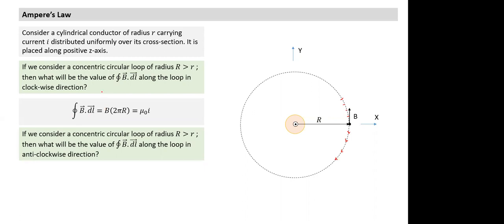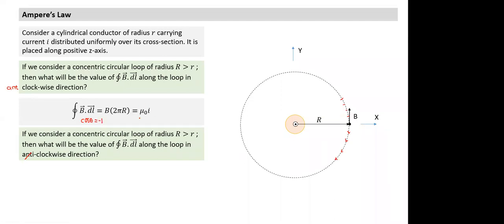Sorry, I have written it the other way around. I have written this one as anti-clockwise and this as clockwise. What will be its value if you go in the clockwise direction? The first thing you notice when we evaluate this term is that cos theta becomes equal to minus 1 everywhere, since the angle is 180 degrees.